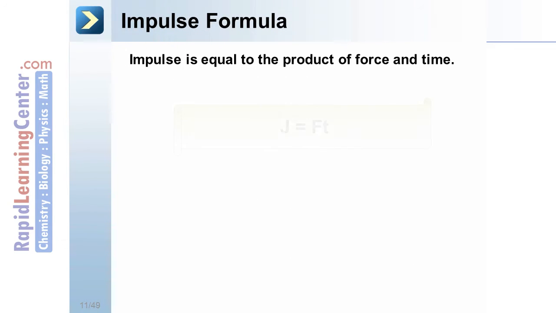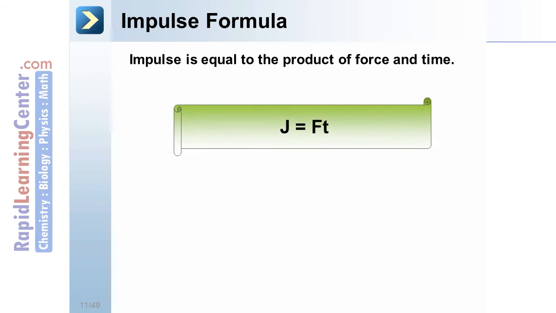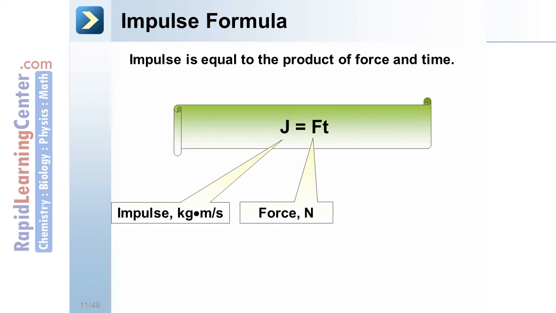Impulse formula. Impulse is equal to the product of force times time. Impulse will use the variable J. This is typically in kilogram meters per second. Force is typically in newtons, and time typically in seconds.